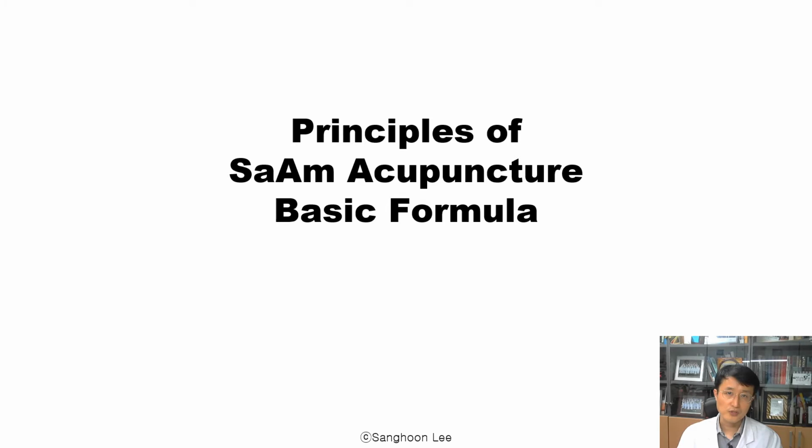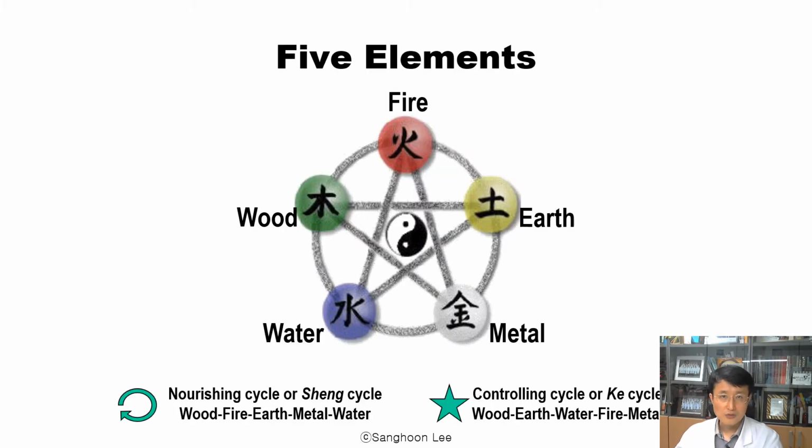Let me introduce the principle of SaAm acupuncture's basic formula. The 5 elements are wood, fire, earth, metal, and water. Today I want to focus more on the movement and the interrelationship among the 5 elements. Basically, there are 2 major interrelationships, generating and controlling. The circulatory clockwise relationships are the nourishing or Sheng cycle, and these star-shaped relationships are the controlling or Ke cycle.